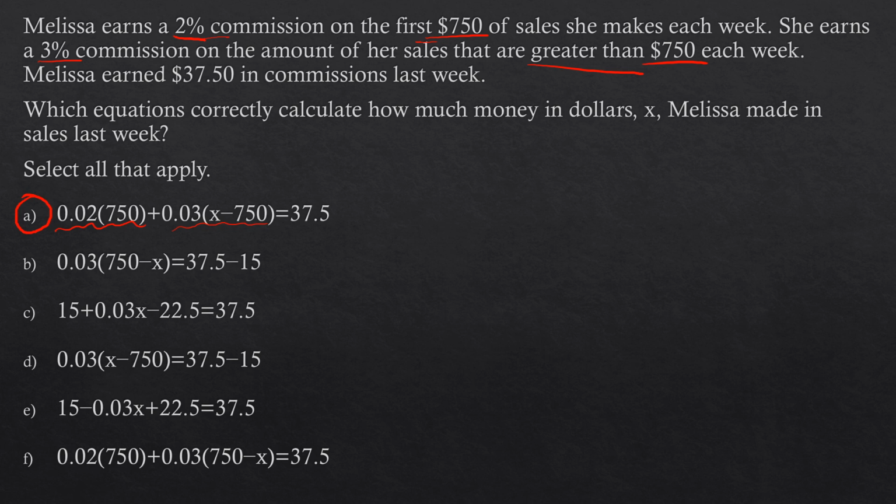The next one that is correct is this answer choice here, which is C. So it looks like I'm taking 15, I'm adding it to 0.03x, and I'm subtracting 22.5, and that's going to give me 37.5, which is how much she earns in commission. The reason why this answer choice is correct is it's a little bit abstract, I would say. If you take this 2% of 750 and you multiply them, okay, that is going to give us one of the numbers in our equation here.